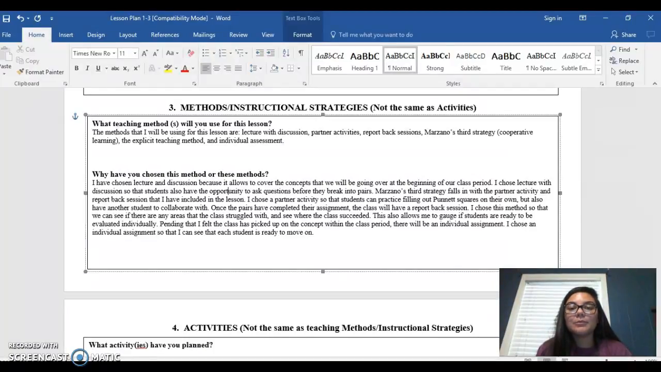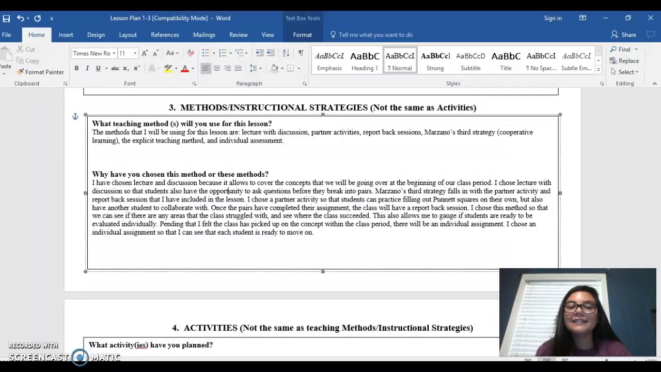Once the pairs have completed their assignment, then we come back to the report back session. I chose this method so that we can see if there's any areas where students struggled and where they succeeded, because it's always good to build them up after they've done something, but before they have an individual assessment. The report back session also allows me to see if my students are ready for their individual assessment.